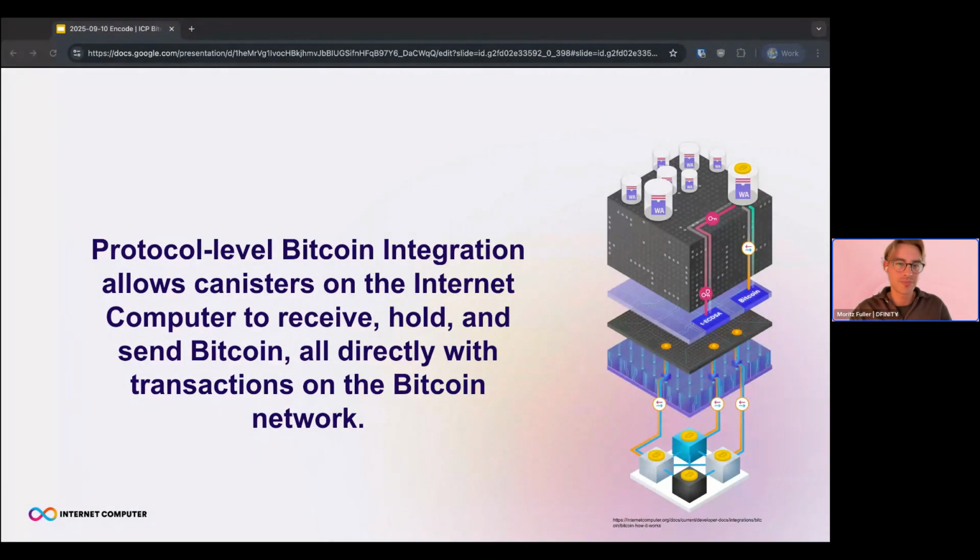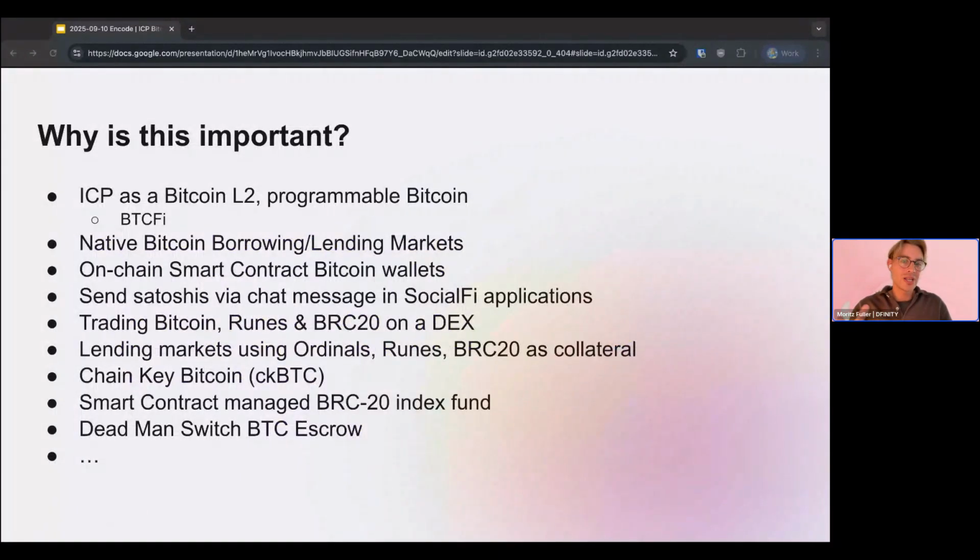So it's a pretty cool technology. So what can you do with that? You can use the Internet Computer as a Bitcoin layer 2 to enable programmable Bitcoin. As you might know, Bitcoin doesn't really have smart contracts. It has a scripting language, but that doesn't have a lot of features and doesn't allow you to build applications that you would be able to build on Ethereum. That's why there is no real DeFi on Bitcoin layer 1.